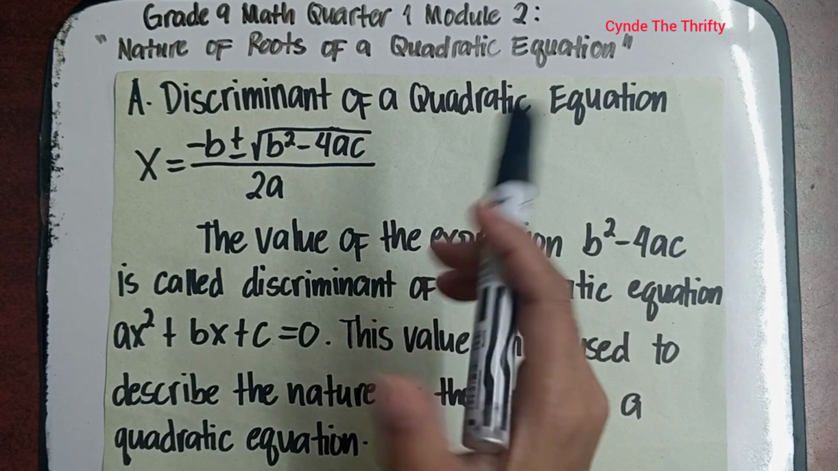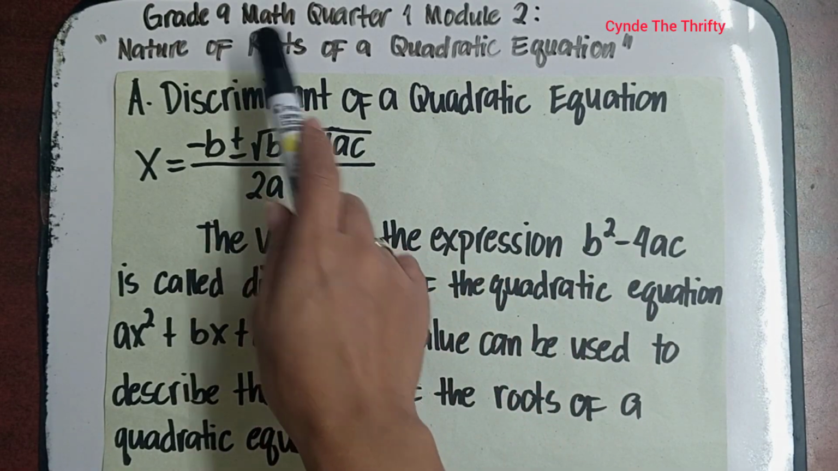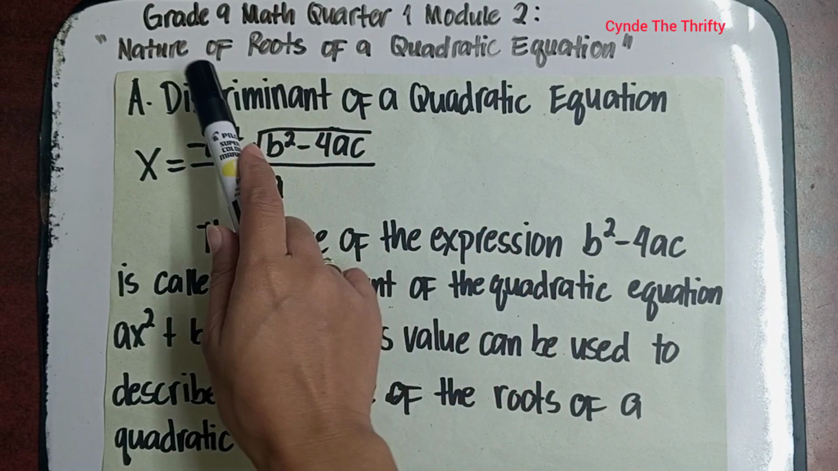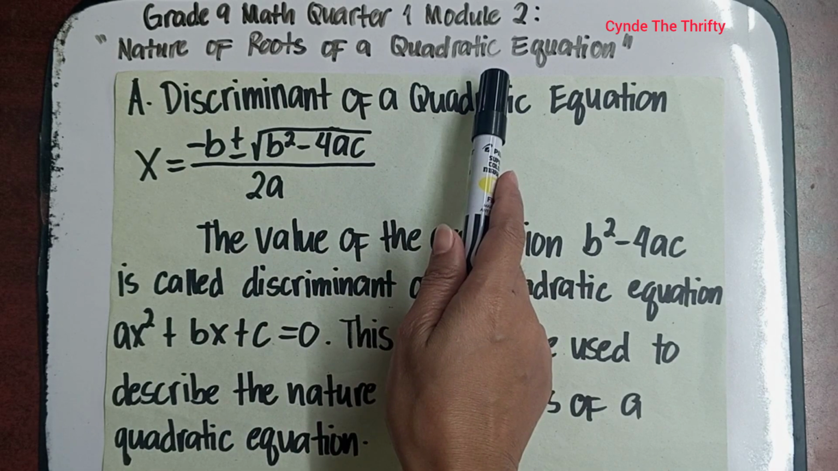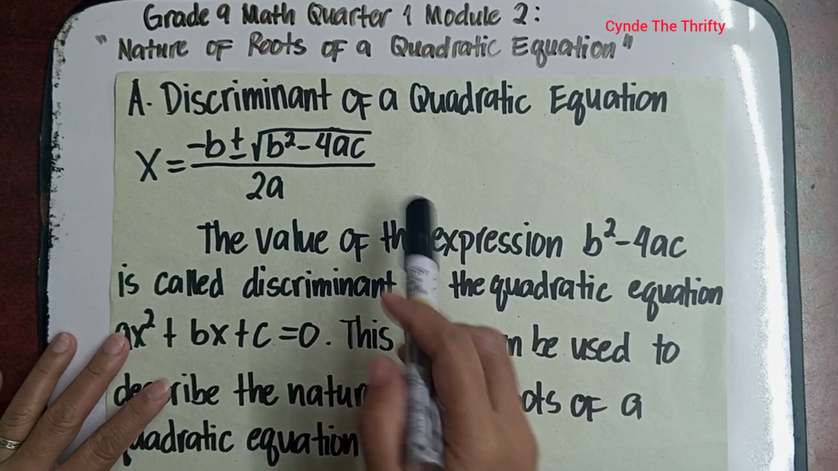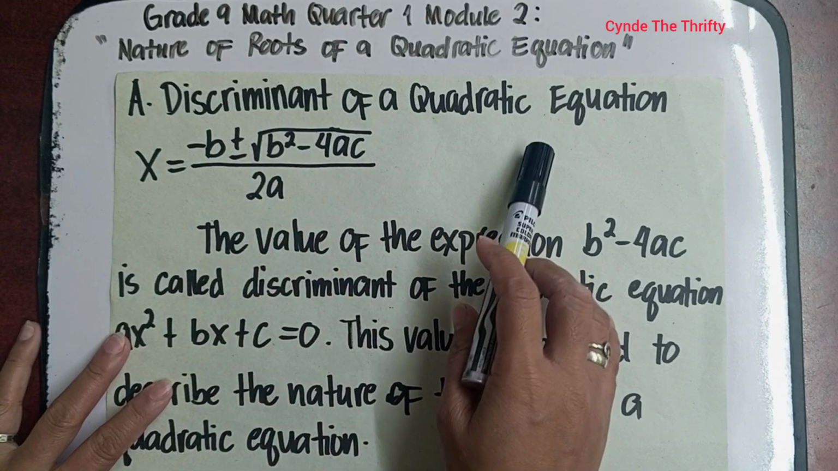Hi everyone! Continue natin ang ating lesson about grade 9 math, quarter 1, module 2, nature of roots of a quadratic equation. Una nating pag-aaralan is a discriminant of a quadratic equation.